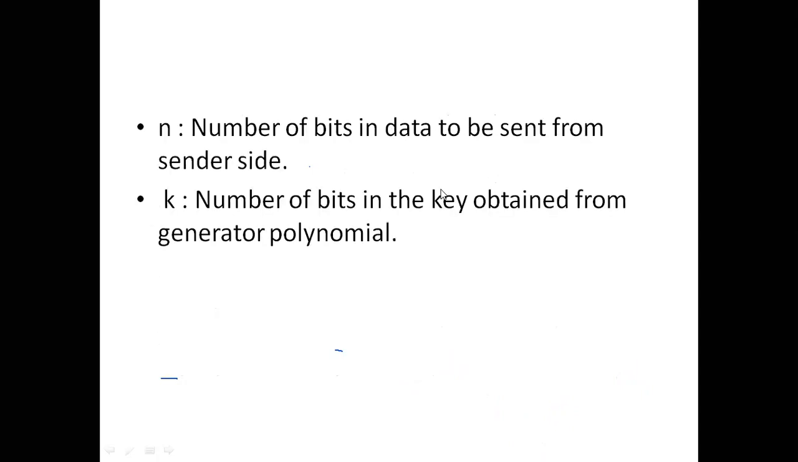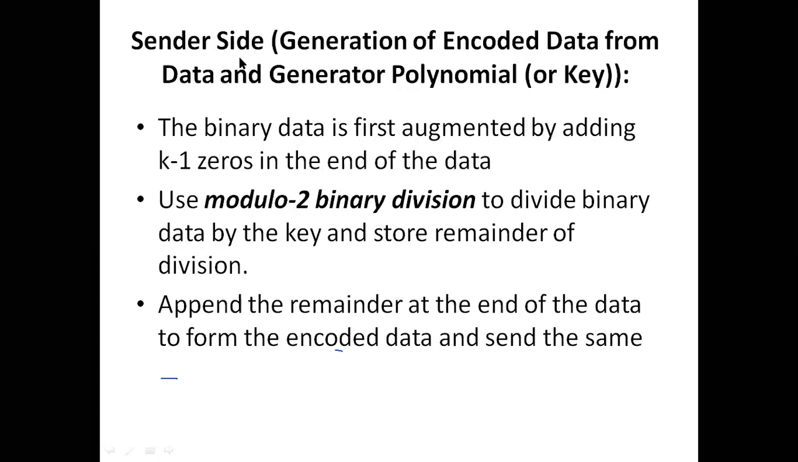Next, n is the number of bits in the data to be sent from the sender side, and k is the number of bits in the key obtained from the generator polynomial. So at the sender side, the encoded data is generated from the data and the generator polynomial. This generator polynomial is also called the key. The binary data is first augmented by adding k minus 1 zeros at the end of the data.